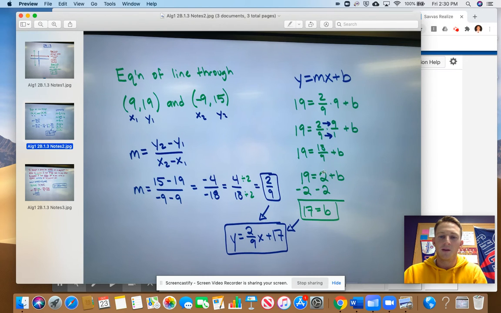Let's solve for b. How do I move a positive 2 over to the other side? Let's subtract 2. It's going to cancel. 19 minus 2 is 17. Our y-intercept is 17. Our slope is 2 over 9. Let's write out that equation. y equals mx plus b.